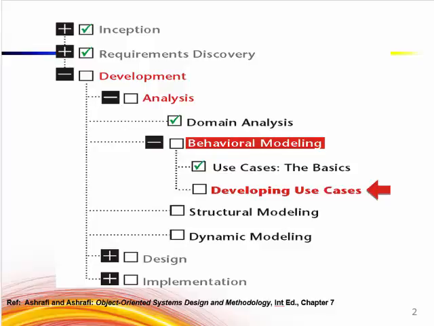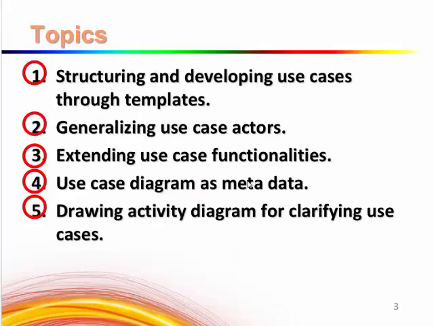This lecture covers 5 major topics. The first topic is structuring and developing use cases by formalized templates. The template is a well-defined table with ordered fields to describe use cases. Then you will identify the generalization of use cases and actors, using the object-oriented technique. The third topic is about extending use case functions to further refine the use cases.